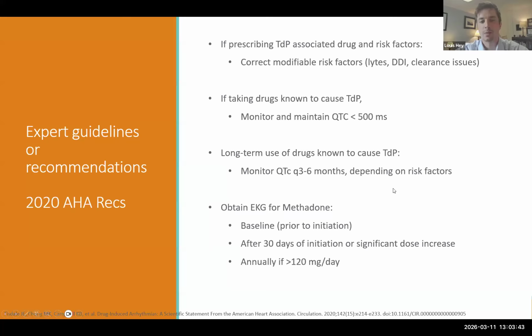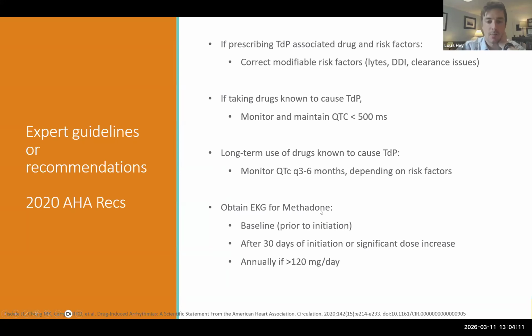And then for long-term use of drugs known to cause torsades, they're a little bit more conservative. They recommend monitoring the QTc every 3 to 6 months, versus the annual in the guideline before. And then they have a special recommendation for methadone. Methadone is a very high risk medication. Not a lot of us are primarily managing this, but it's very good to know for patients of ours that are on methadone, and we are also worried about their QTc.